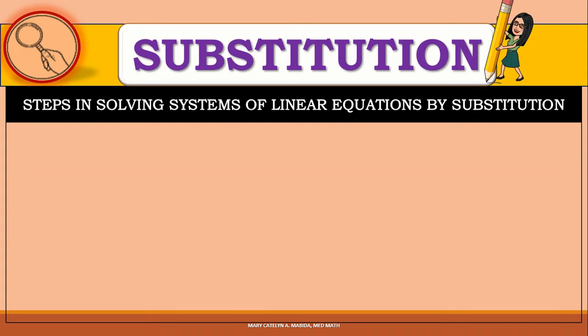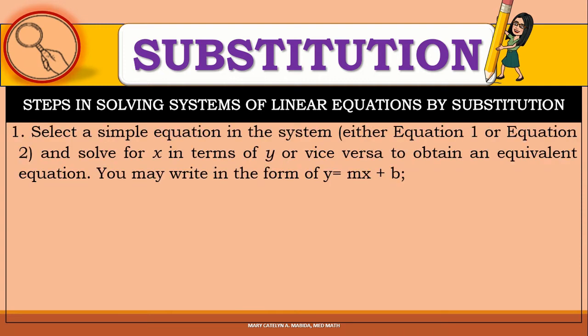Aside from graphing, a system of linear equations in two variables may be solved algebraically in two ways. One way of solving algebraically is through substitution. Now here are the steps in solving systems of linear equations by substitution. Number 1, select a simple equation in the system, either equation 1 or equation 2, and solve for x in terms of y or vice versa to obtain an equivalent equation. You may write in the form of y is equal to mx plus b.